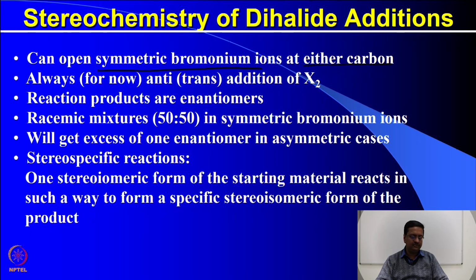Reaction products are enantiomers, but there is no specificity for this reaction. So in case of symmetric bromonium ions you always get a racemic mixture. You will get excess of one enantiomeric product in asymmetric cases. And this is a stereospecific reaction where one stereoisomeric form of the starting material reacts in such a way to form a specific stereoisomeric form of the product.